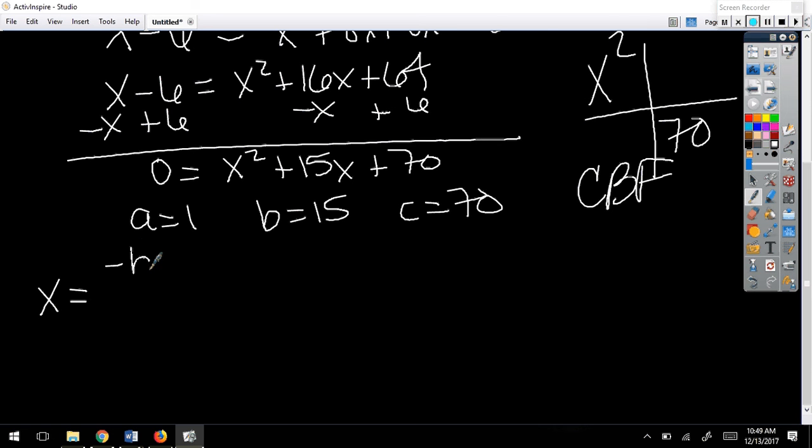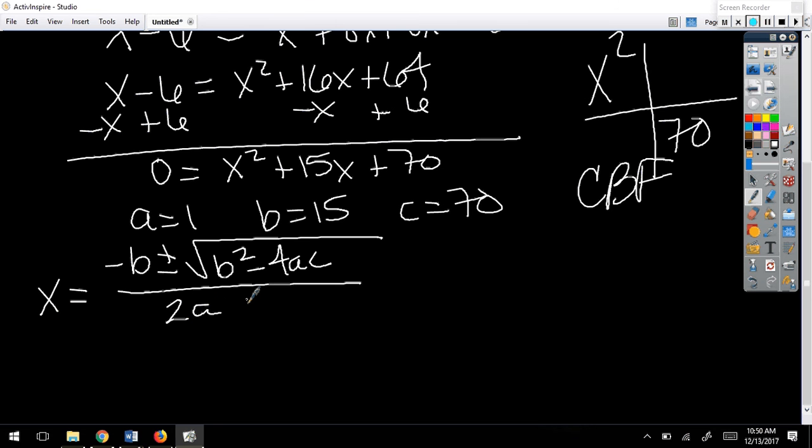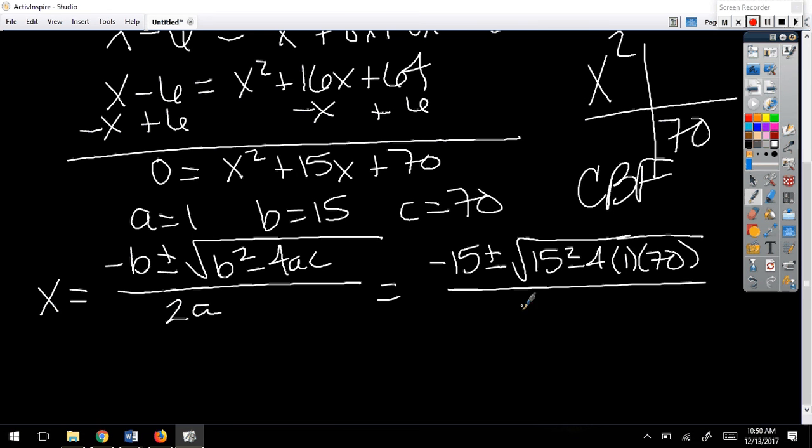Remember, that's opposite b plus or minus the square root of b squared minus 4ac all over 2a. Will we have one like this on the test? It's a possibility. All right, everybody listen. If it cannot be factored, and even if it can be factored, you can still use this method. But if it cannot be factored, you don't have any choice. B squared minus 4 times A times C all over 2A.